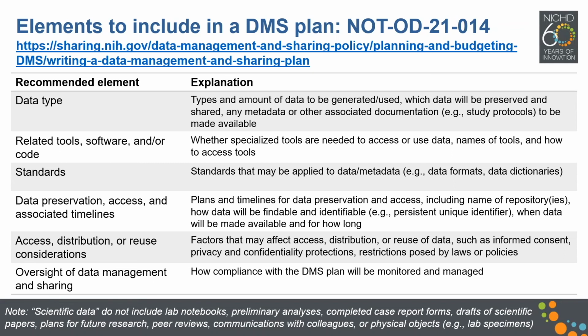The plans are also going to need to outline whether there are any specialized tools, software, or code that are needed to use or access the data, the names of those tools, and how other researchers can access those tools. Whether there are any standards being applied to the data or metadata, such as data formats or data dictionaries, plans and timelines for data preservation and access, including the repository or repositories, plural, that you'll be using for your data, how your data will be findable and identifiable, what kind of persistent unique identifier you'll be using, when data will be made available, and for how long those data will be available.